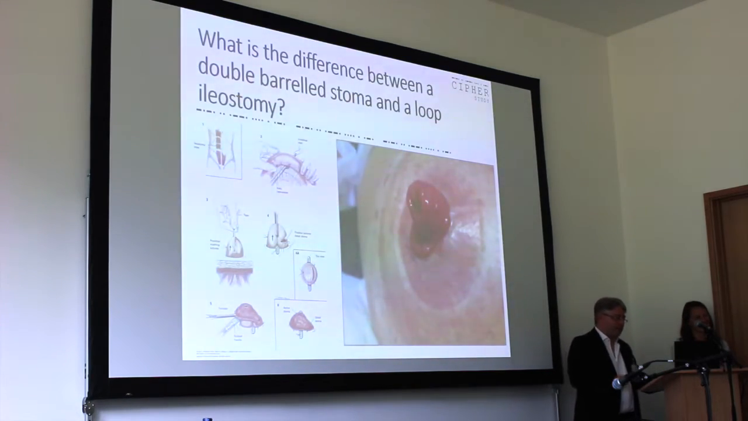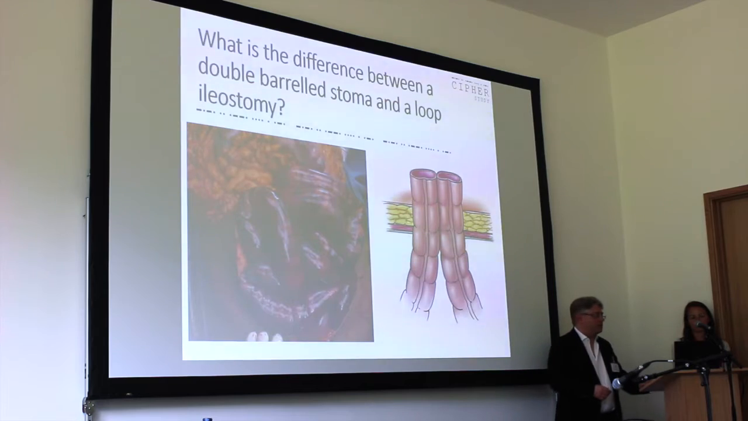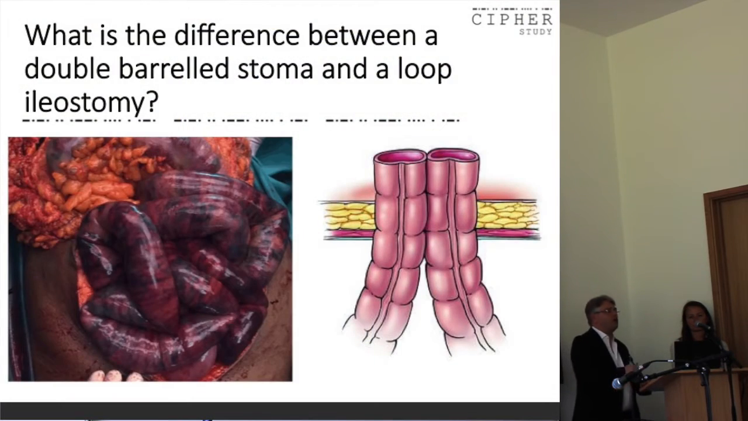Present company excepted. Double-barreled stomas are a different entity. They're also known as Mikulicz stomas, and they're normally used in emergency situations. It's uncommon that they're used in an elective or expedited situation, but they can be if you have intraoperative complications which make life difficult for you, such as extensive bleeding.